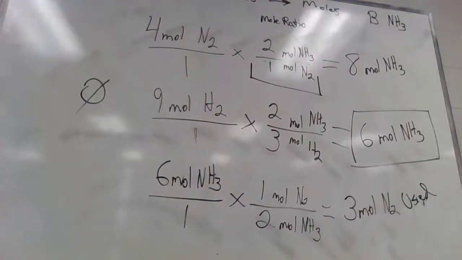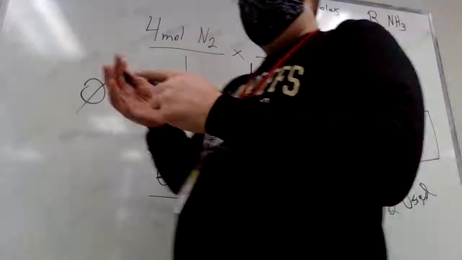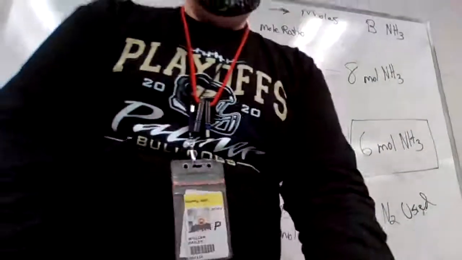So how many molecules of ammonium did I make? 6. How much hydrogen is left over? 0. What's my limiting reagent? Hydrogen. And how many molecules of nitrogen remain? It should just be that 1 molecule. That 1 molecule. So that is question number 7.